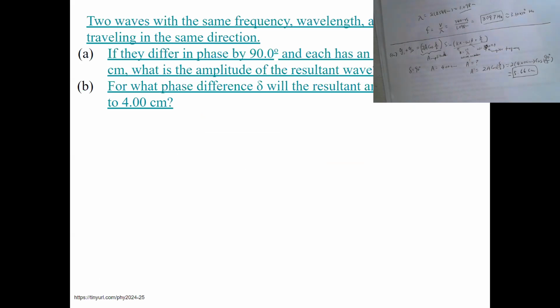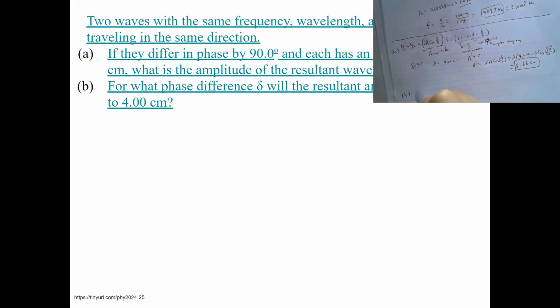So, anyway, this is your new amplitude if the phase difference is 90 degrees. Also, this is part A. For part B, it's asking you, in the other scenario, if A prime, the new amplitude, is given as 4.0 centimeters, then what will be the delta? What will be this phase difference?